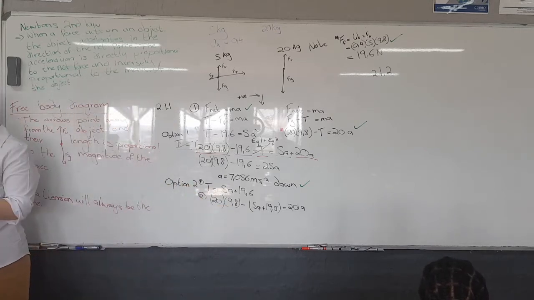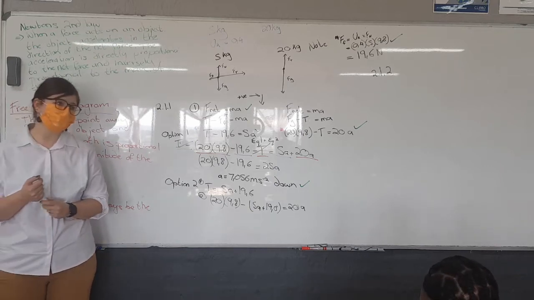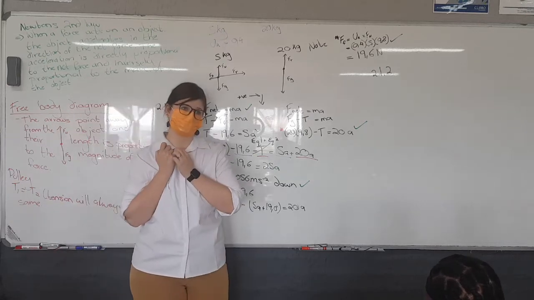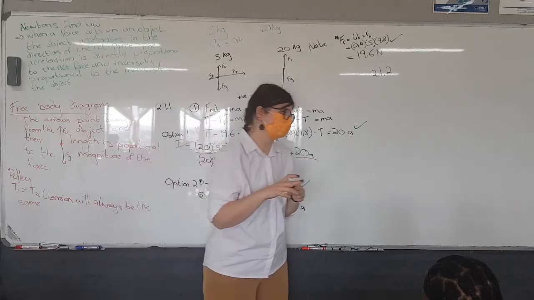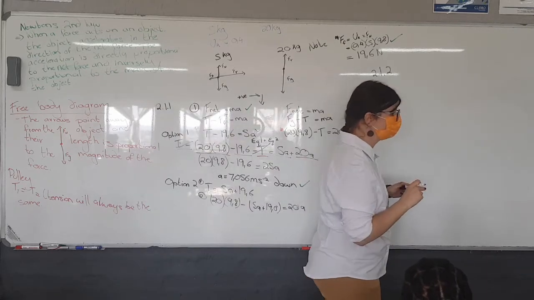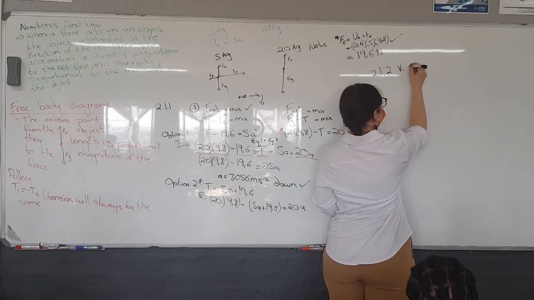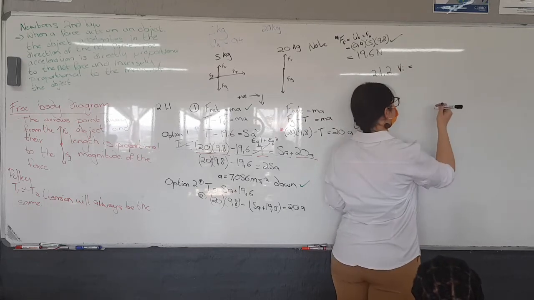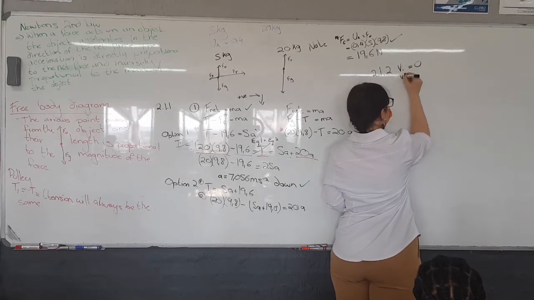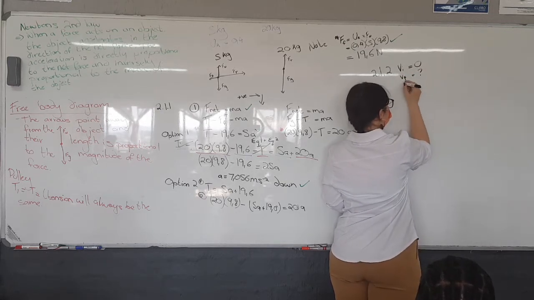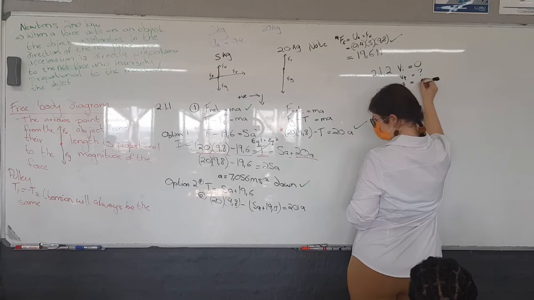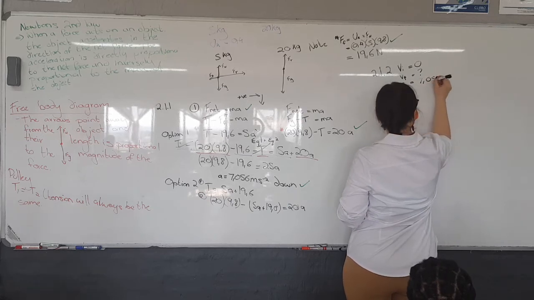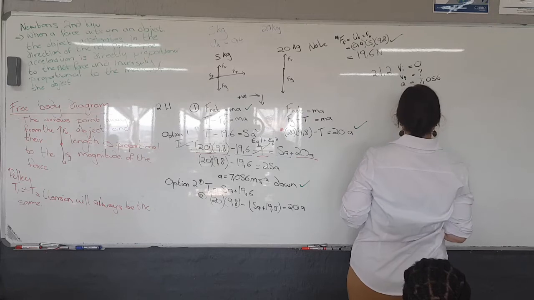2.1.2: calculate the speed of the 20 kilogram mass as it strikes the ground. So now we're talking about speed. Can I use F net is equal to ma? No. What must I use? Equations of motion. I have my initial velocity, and V final is what I want to know. Acceleration we worked out: 7.056. So now do I have enough to calculate?